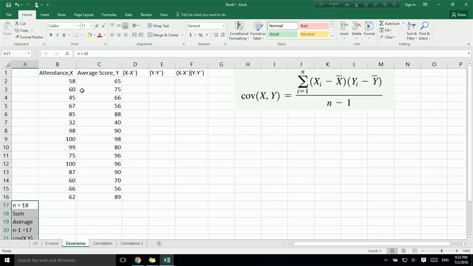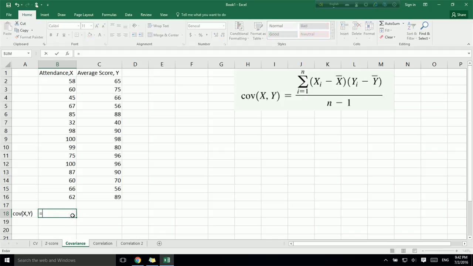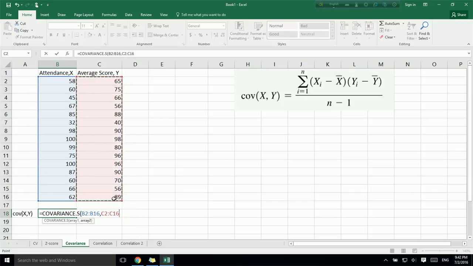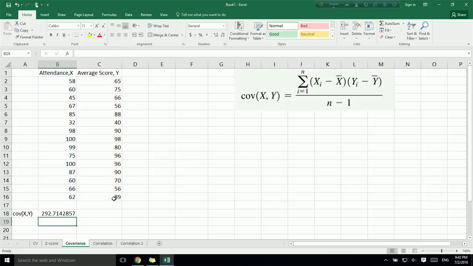between these two variables. Now, the formula for covariance is sum of xi minus x bar multiplied by yi minus y bar divided by n minus 1. You can use just the covariance formula in Excel, which is equal sign COVAR, select area 1 comma select area 2 close parenthesis and enter.